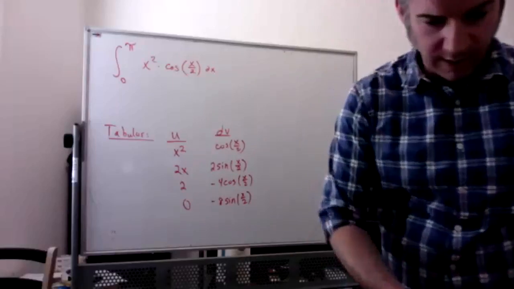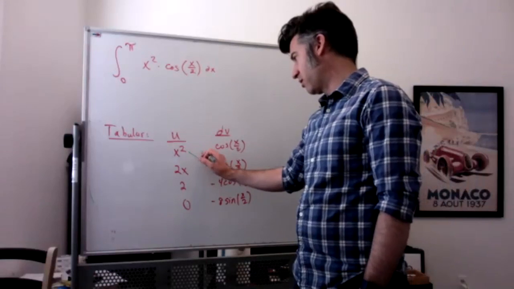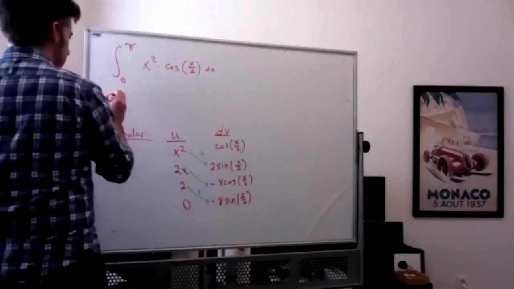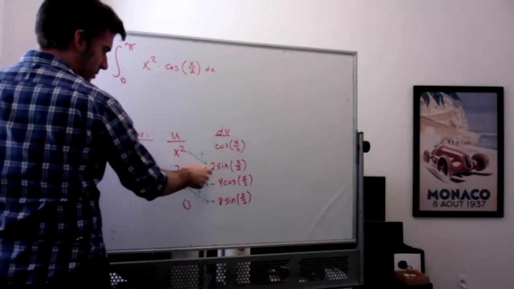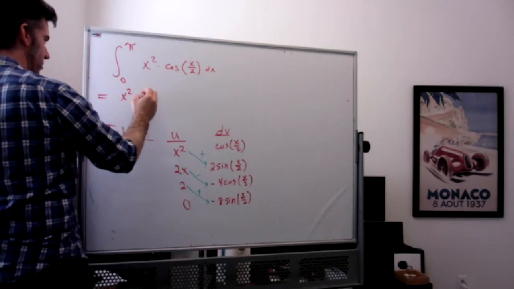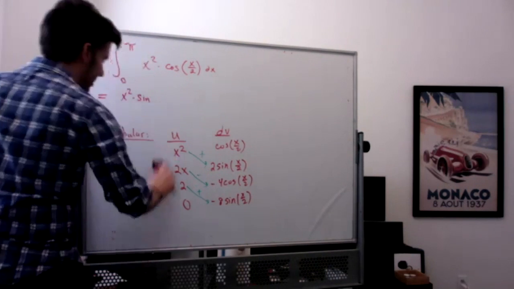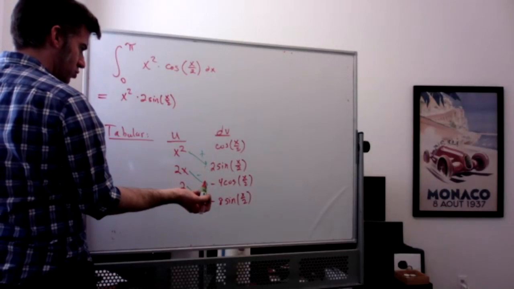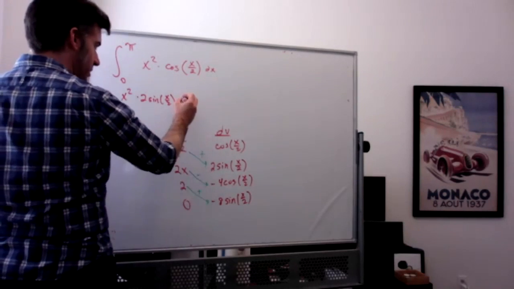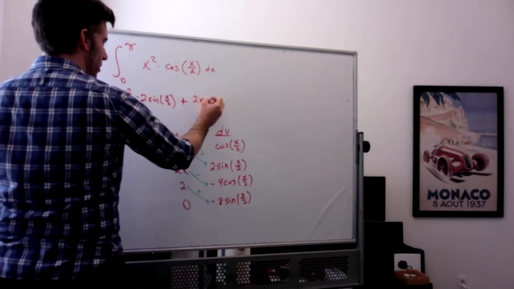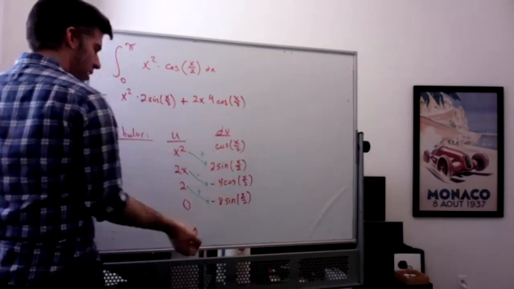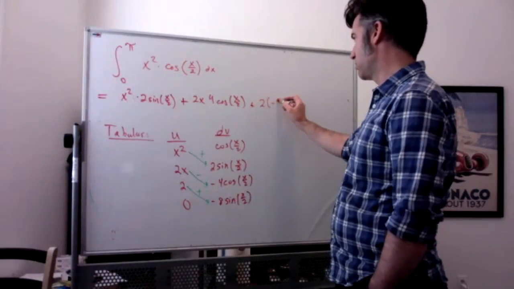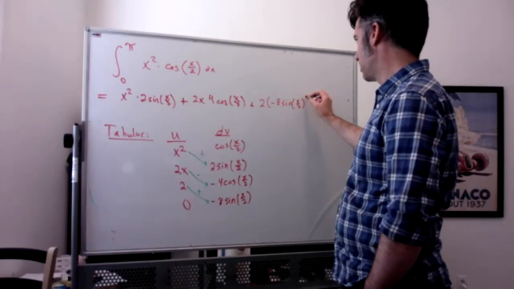So then our integral is plus you multiply these together, minus you multiply these together, plus you multiply these together. So we're going to get x squared times 2 sine of x over 2. Minus a minus, I'm going to get plus 2x times 4 cosine of x over 2. And then plus 2 times negative 8 sine of x over 2, from 0 to pi.